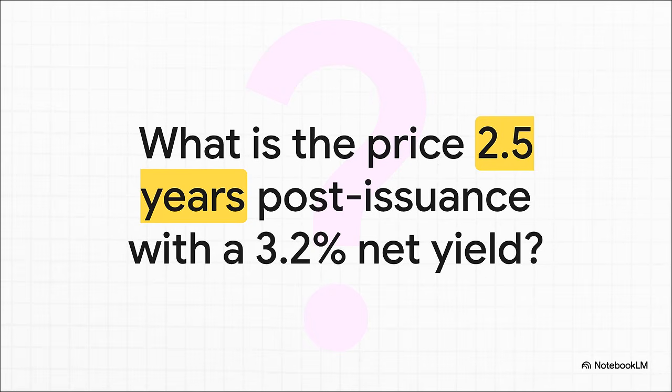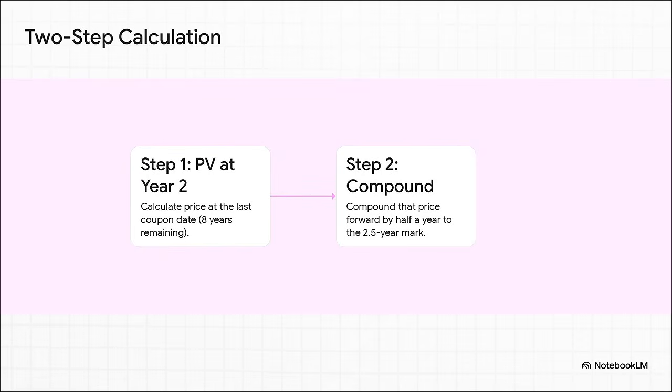Now it's at 3.2%. The tricky part here is that half a year of interest has built up. It's accrued, but it hasn't been paid out yet. So how in the world do you account for that? Well, we've got a really neat 2-step trick for this. First, we just rewind a little bit.